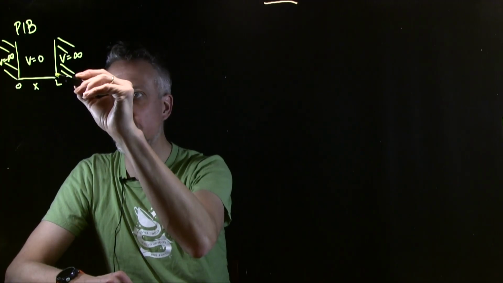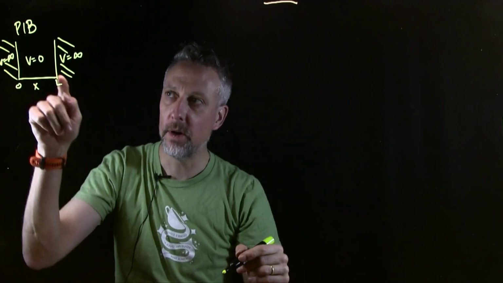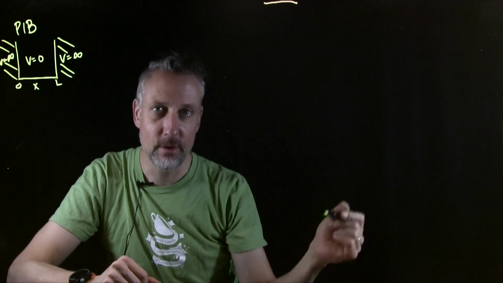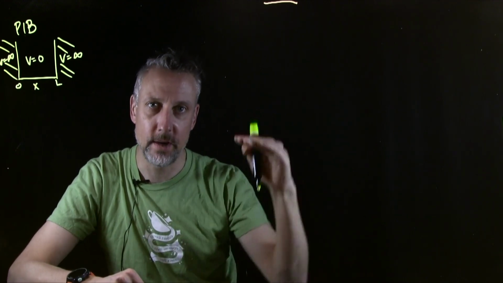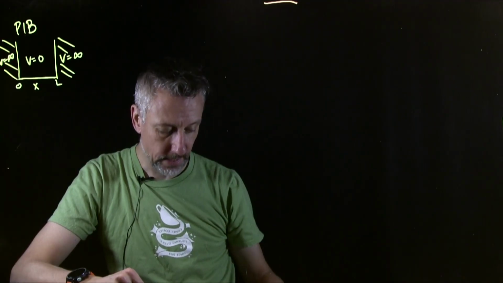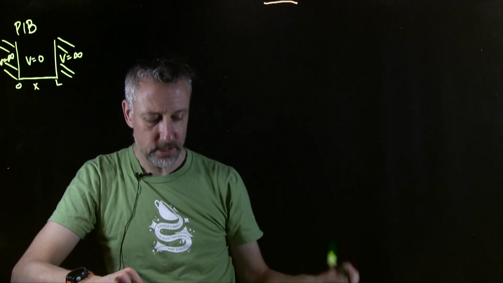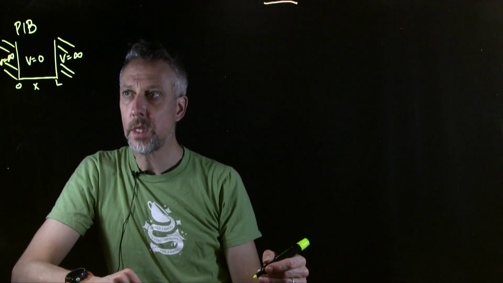So we know that the probability of finding the particle at the wall is also 0, because it can't be 0 right after the wall if it's not 0 at the wall. Otherwise, there'd be a discontinuity. We don't like that in wave functions. Okay, so this is the model.